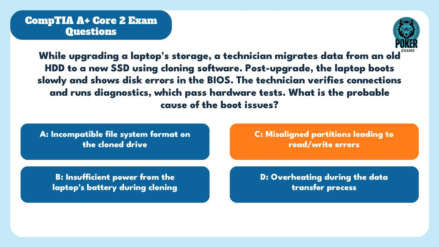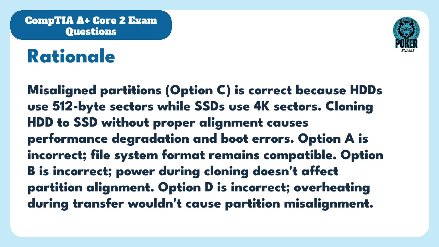The correct answer is C. Rationale. Misaligned partitions, option C, is correct because HDDs use 512 byte sectors, while SSDs use 4K sectors. Cloning HDD to SSD without proper alignment causes performance degradation and boot errors.